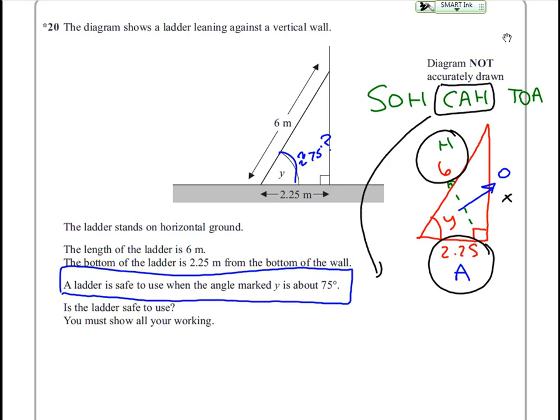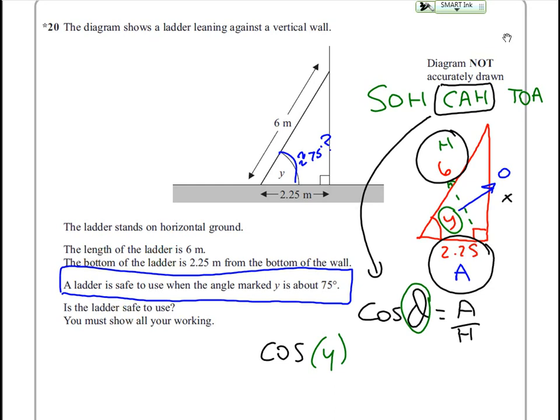This is a simple way to remember the formula that cos of the angle, you can use whatever you want for the angle, I usually use theta, equals adjacent over hypotenuse. Substituting in our actual values, our angle is y. So cos of y equals A. Well, A is 2.25 divided by H, and H is 6.